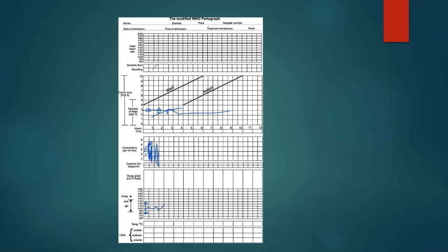So what should you think of, doctors? Hello, doctors. Obstructed labor. Good. Very good, doctors. And another thing that you can also diagnose here is prolonged labor. So how do you know when a labor is prolonged? First, when you are recording your cervical dilatation, I told you cervical dilatation should either be to the right of the alert line, to the left of the alert line, or on the alert line.